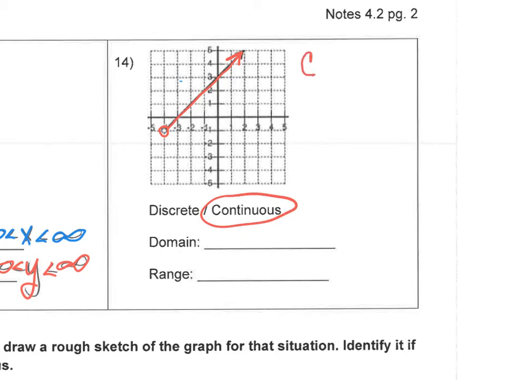So just a reminder, if it's continuous, the points are connected, it has a line, and those are measured things. Again, if it were discrete, it would be distinct points, which often show up as dots, and that is something that's counted. I just want to keep reviewing. So it's continuous. I'm going to start by looking at my domain, which is my x values.